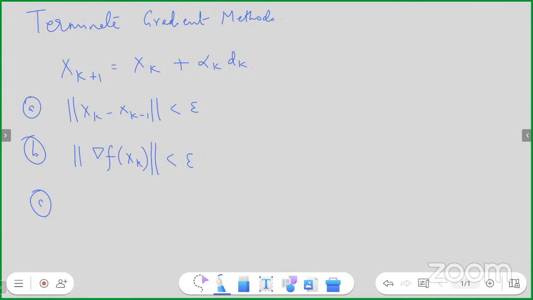So among A and B, what would you prefer if you're running an algorithm? Which one would you like to pick? Provided you're allowed to compute the gradient. Why? What is the problem with A? Like you will say that you are in some ball where your approximation is getting closer and closer. No, you're stopping as soon as this happens.